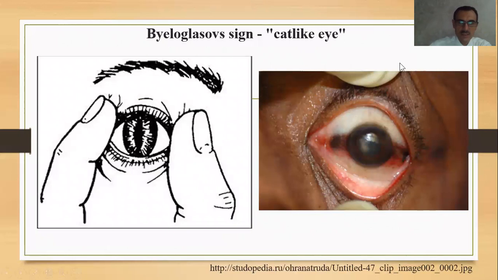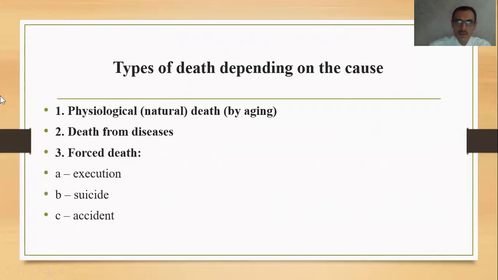Here you see the schematic and the gross view of the Beloglazov's sign, or the cat-like eye. The types of death depend on the cause. There are 3 types of death. First, the physiological or the natural death by aging. Second one, death from diseases, as we said, the pathological death. And forced death, that is also divided into 3 types: the execution, suicide, and accident.